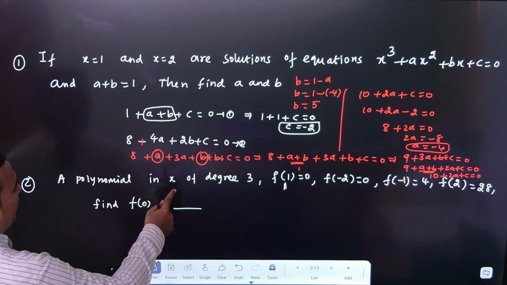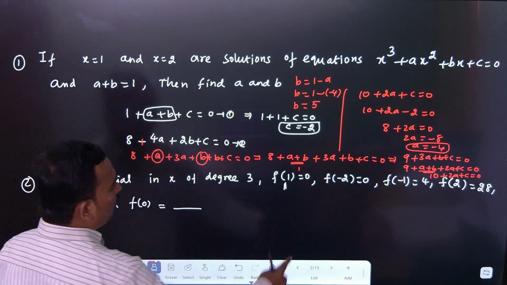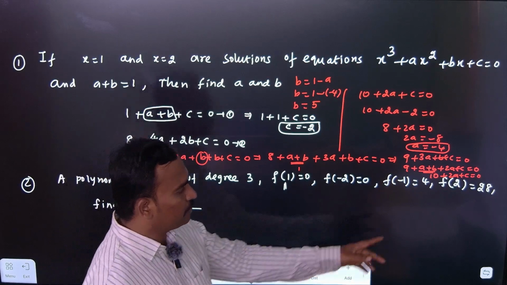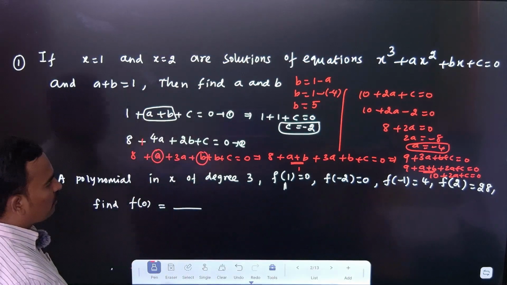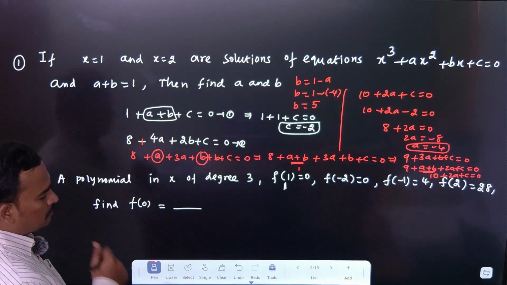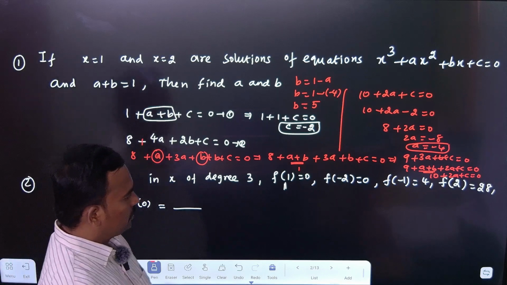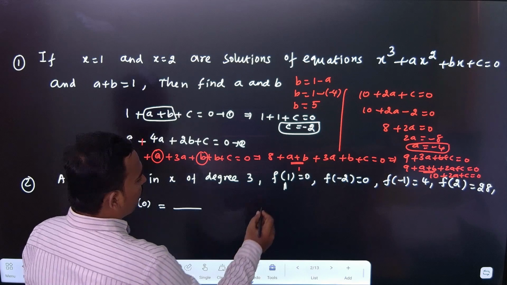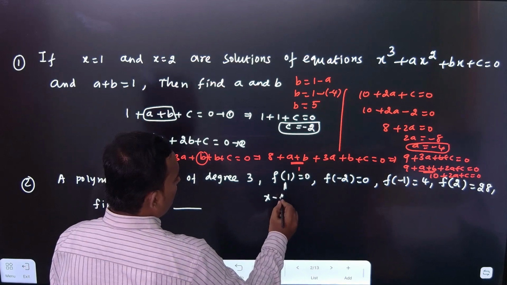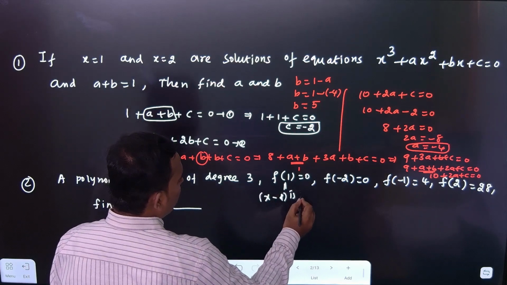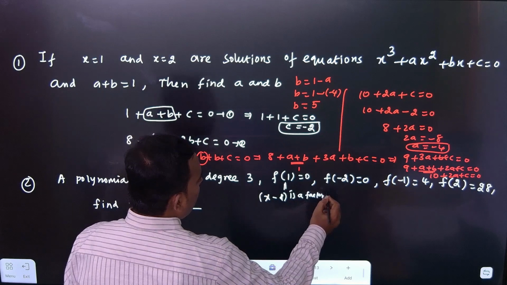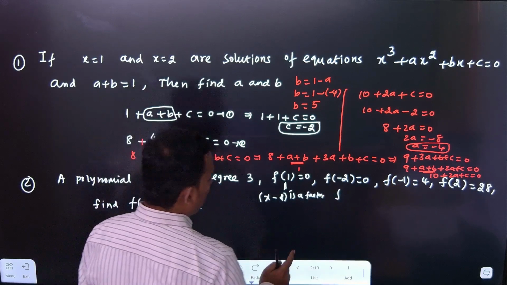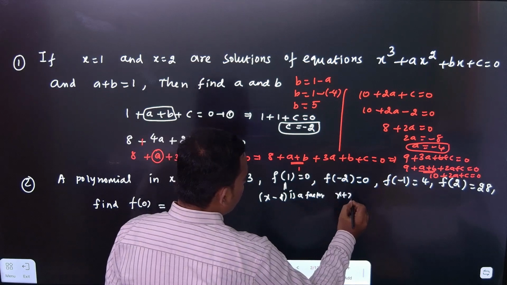Let a polynomial in x of degree 3, f of 1 is 0, f of minus 2 is 0, f of minus 1 is 4, f of 2 is 28, and we need to find f of 0. How to do this question? You can see f of 1 is 0 means what? X minus 1 is a factor by the factor theorem. F of minus 2 is 0 means what is that? X plus 2 is a factor.